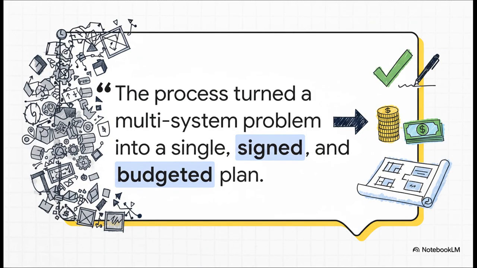You know, this quote just nails it. What could have been a total nightmare, a multi-system problem with 4 different engineering teams involved, instead became a single, signed, and most importantly budgeted plan that every single person on that site could understand and follow. That, right there, is the power of the variation order.